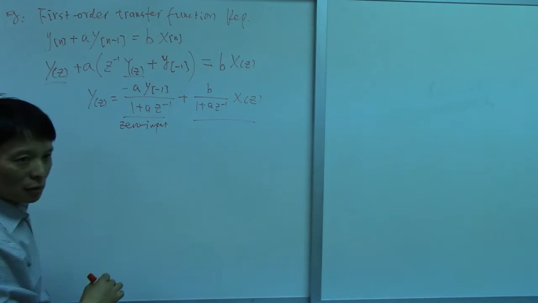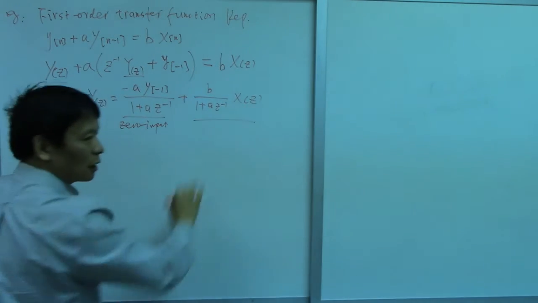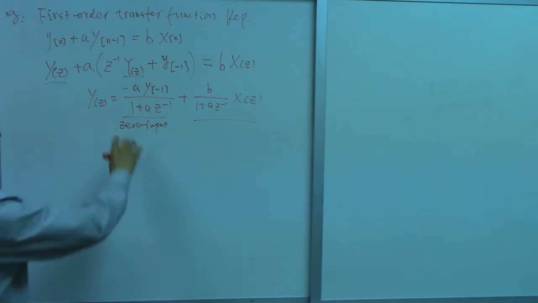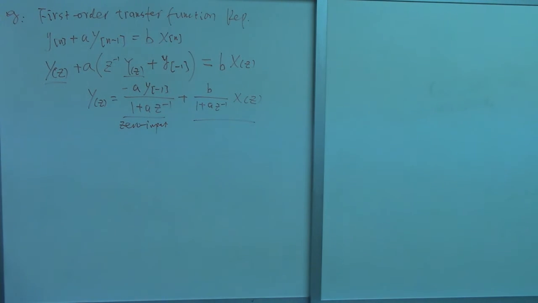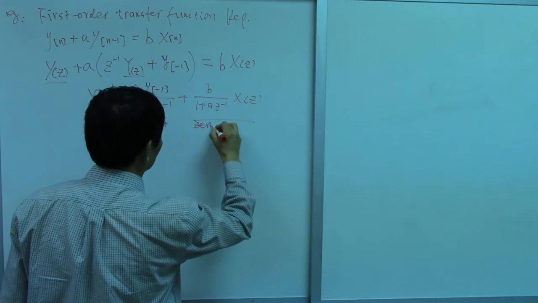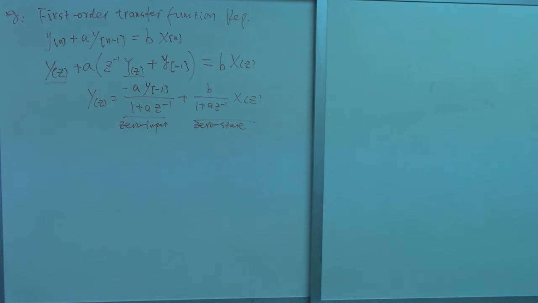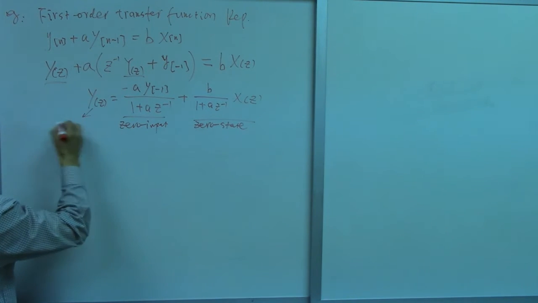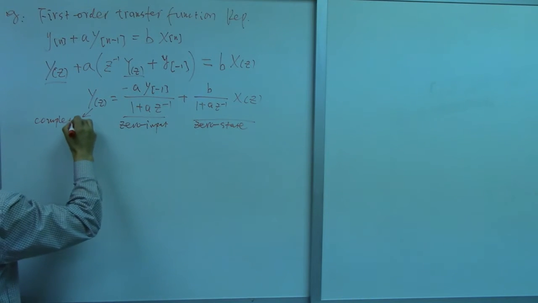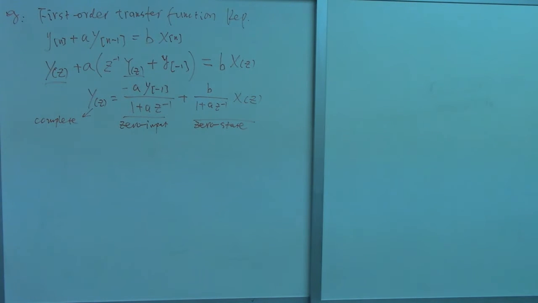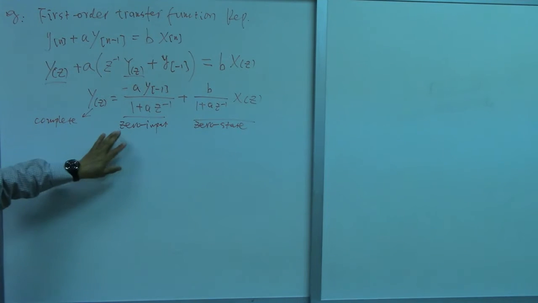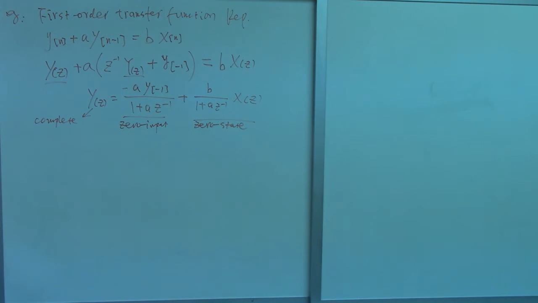Then what is this? This is only due to the input. So that means the initial condition must be equal to 0. So this is called the zero state response. Right? So when these are added together, we call this the complete response. So the complete response of the system is the sum of the zero input response and the zero state response. Right? We need to be able to distinguish between these two responses, and the sum of both equals the complete response.